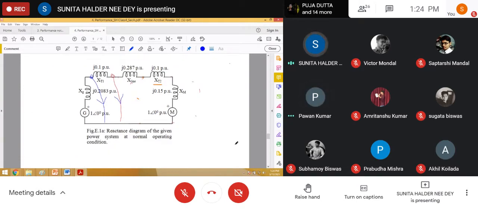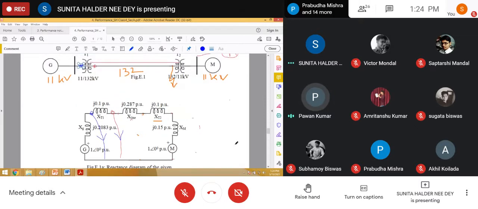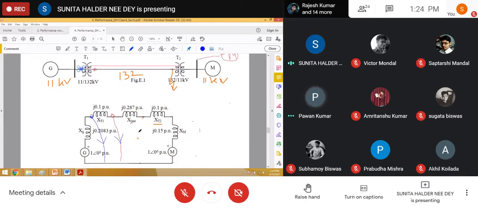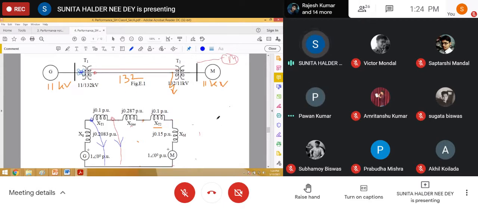Ma'am, after getting the parameters in per unit system, how have we drawn this circuit? Yes, ma'am. I think you have not gone through the per unit class. Anyway, I am explaining. So this is actually a per phase diagram.